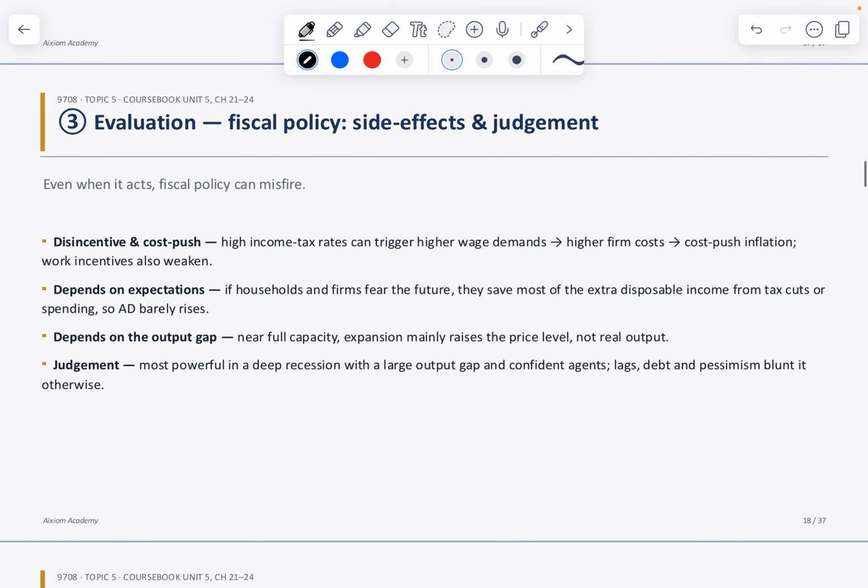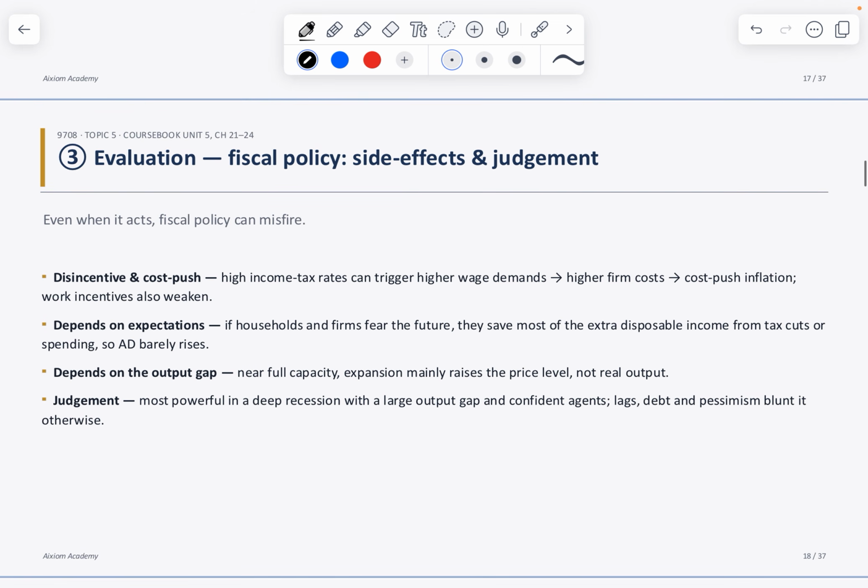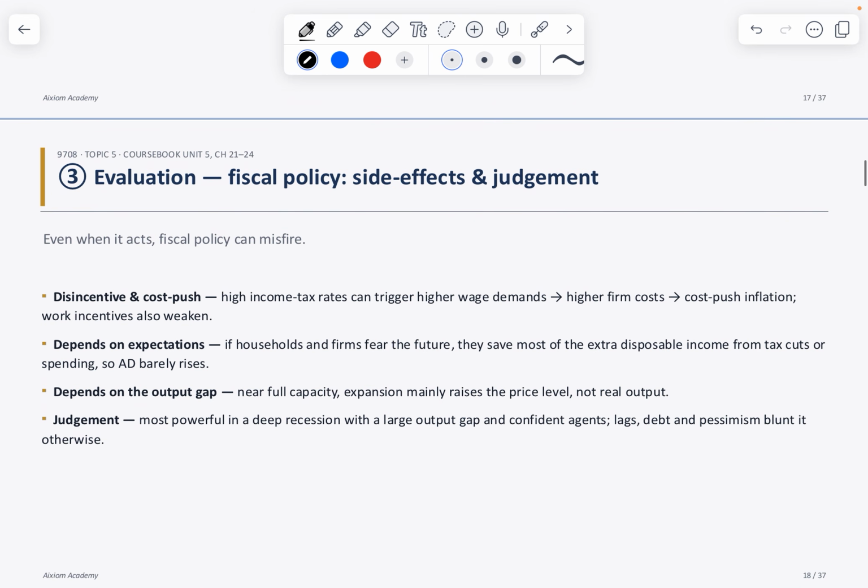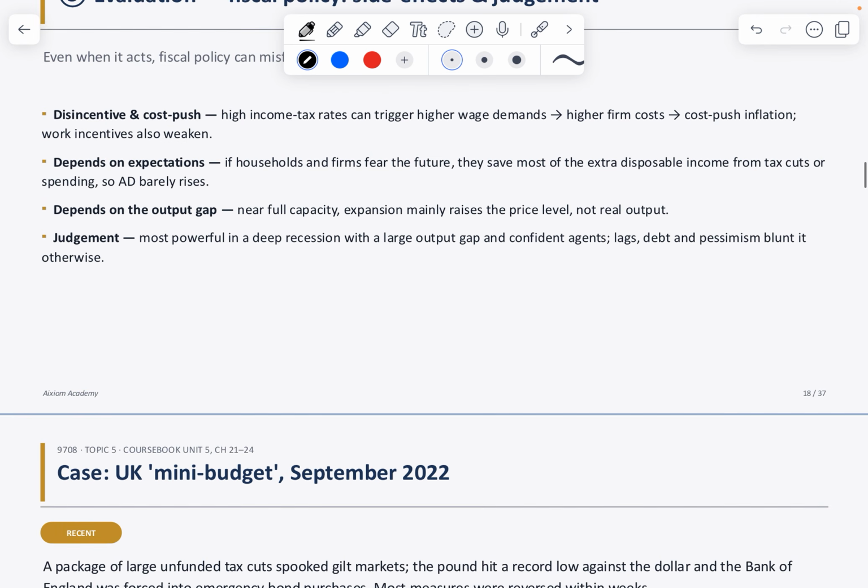It also depends on the output gap. If you are already near full capacity, expansion mainly just raises the price level, not the output. Therefore, it is more powerful in a recession rather than when the economy is already operating at full capacity.